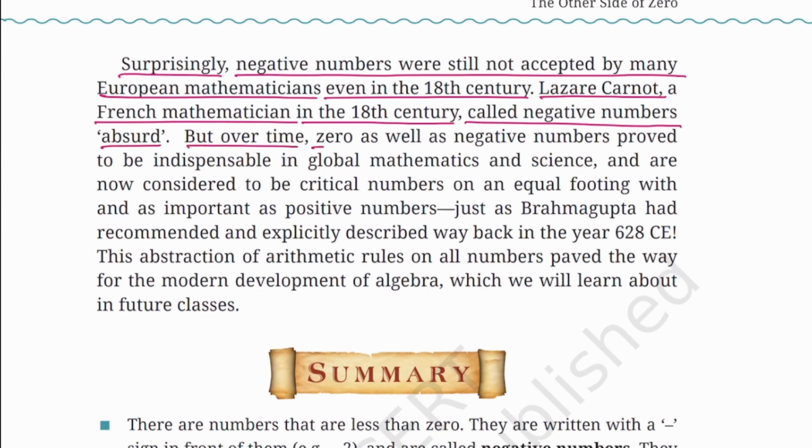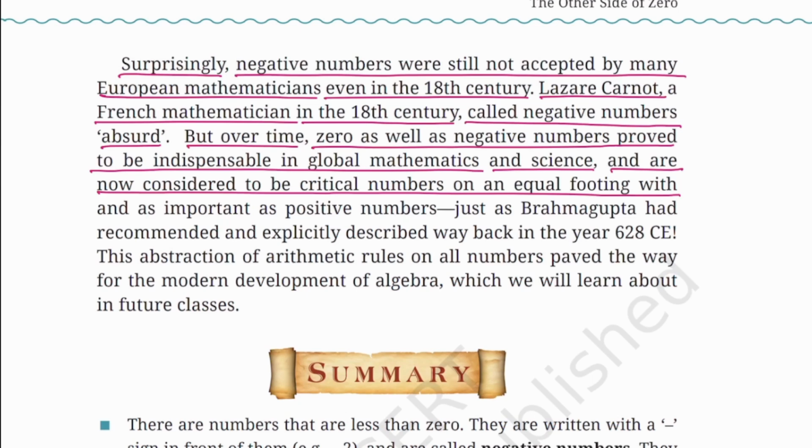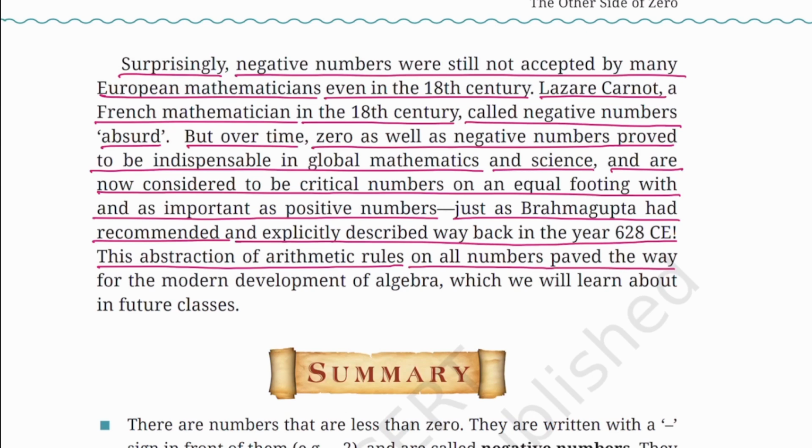But over time, 0 as well as negative numbers proved to be indispensable in global mathematics and science, and are now considered to be critical numbers on an equal footing with, and as important as, positive numbers, just as Brahmagupta had recommended and explicitly described way back in the year 628 CE. This abstraction of arithmetic rules on all numbers paved the way for the modern development of algebra, which we will learn about in future classes.